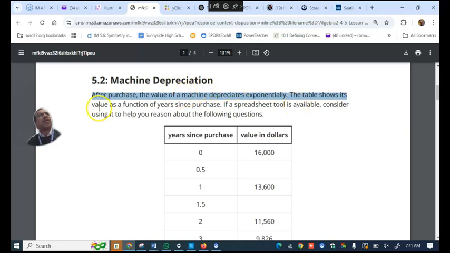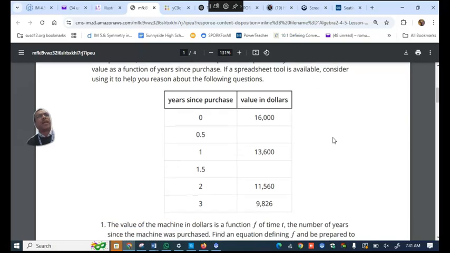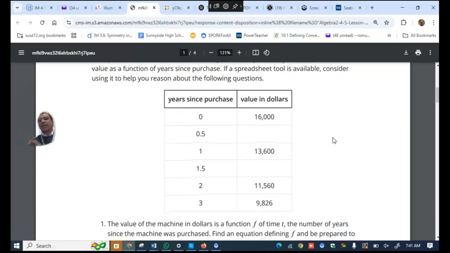The table shows the value of the function f since the purchase. The first column is the time since you purchased, and the second column is the value. If a spreadsheet tool is available, you can use it. Of course, you can show this using your spreadsheet, but we will do it directly here. So this is the table. We'll try to fill this up.